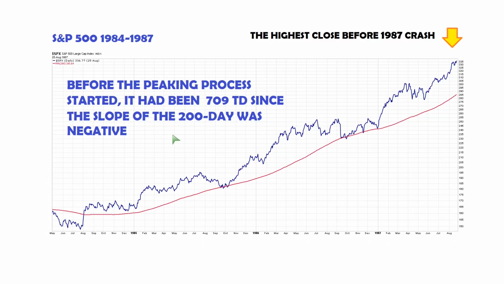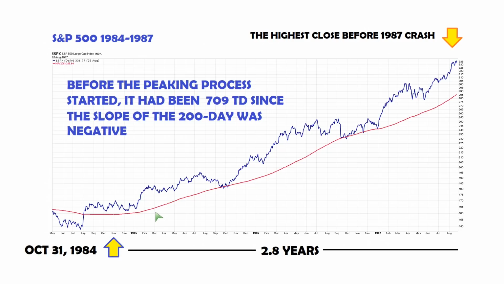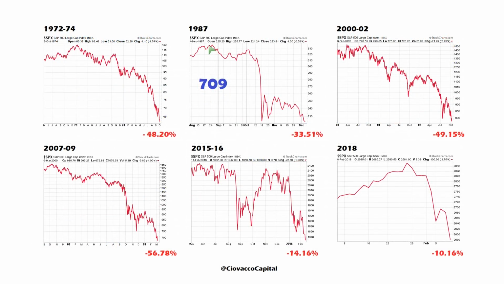Before the peaking process started, it had been 709 trading days since the slope of the 200-day moving average for the S&P 500 was negative. We have to go all the way back to October 31st, 1984, down here to find a day where this slope is negative day over day. Thus, there's not one day between October 31st, 1984 and August 25th, 1987, which spans 2.8 years, where the slope of the 200-day moving average is negative. And on this chart here, the 709 trading days would be out here.